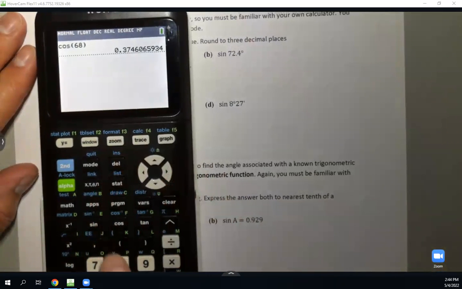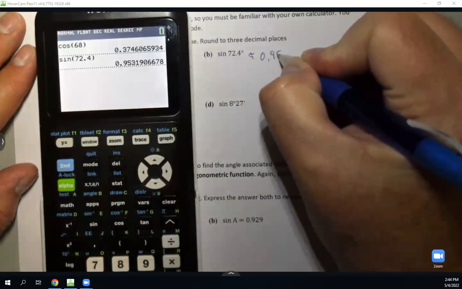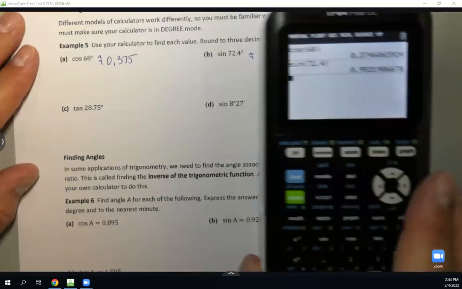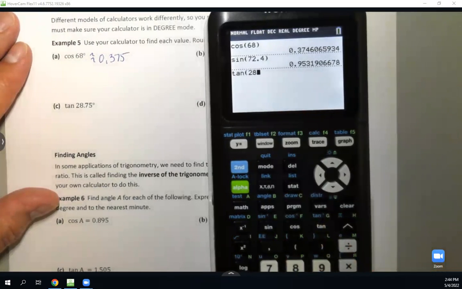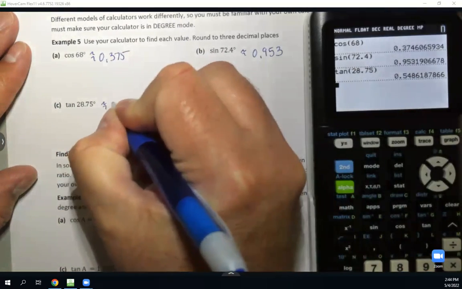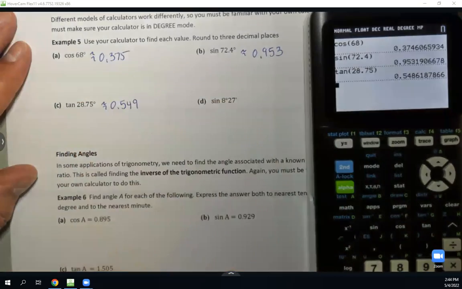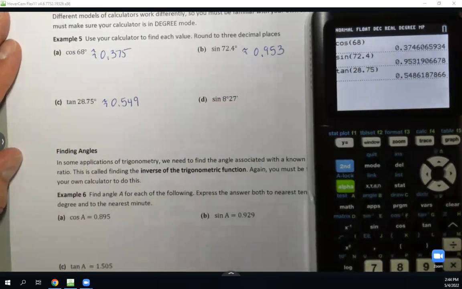If I do the sine of 72.4 degrees, that is about 0.953. If I do the tangent of 28.75 degrees, that is about 0.549. And then, of course, they hit us with the doozy one.